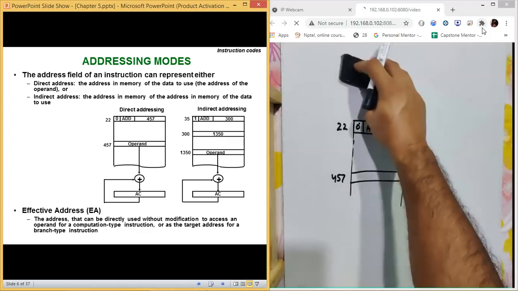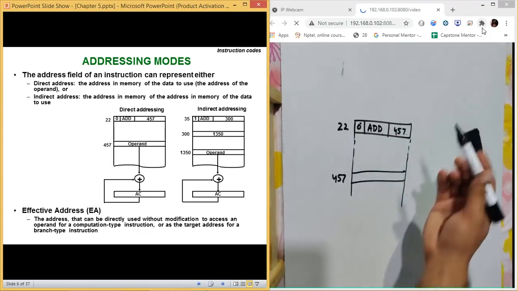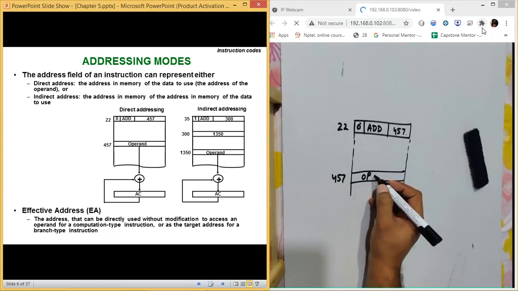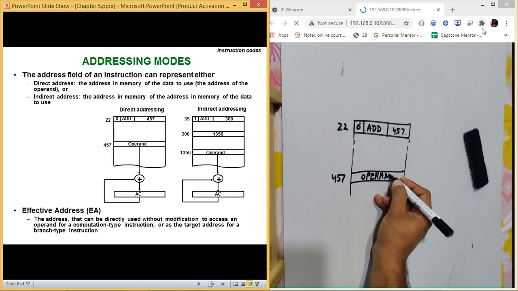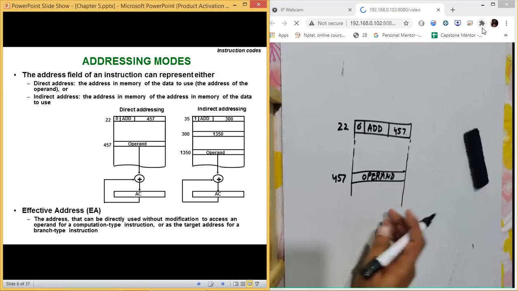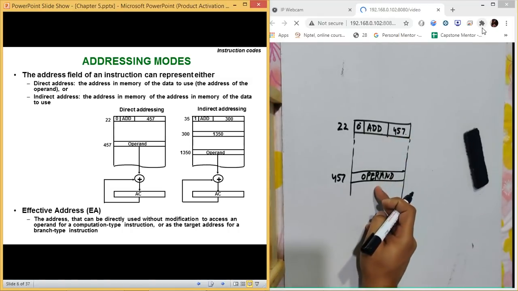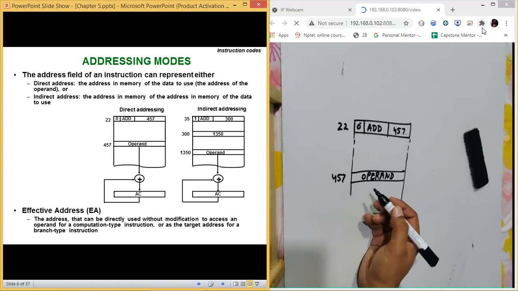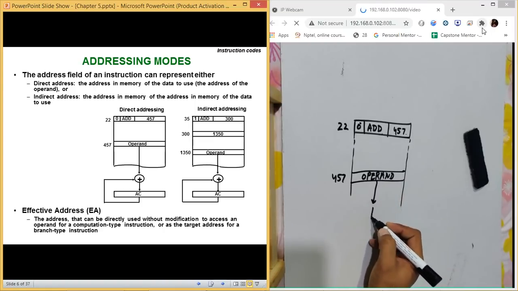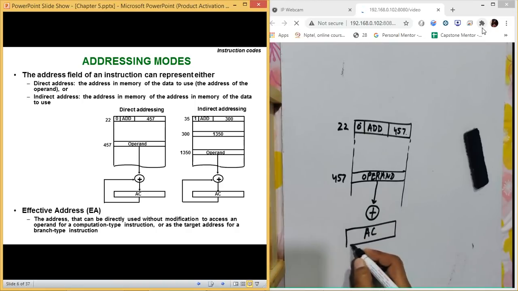So in this case, when it is a direct address, it simply tells you that the operand is at 200 and 457 address. So once this is there, you get the operand, you perform the add operation, and then you store the data. So AC is accumulator. Accumulator is going to be a general-purpose register, which is going to store the results after the calculation. So it is going to store the data.